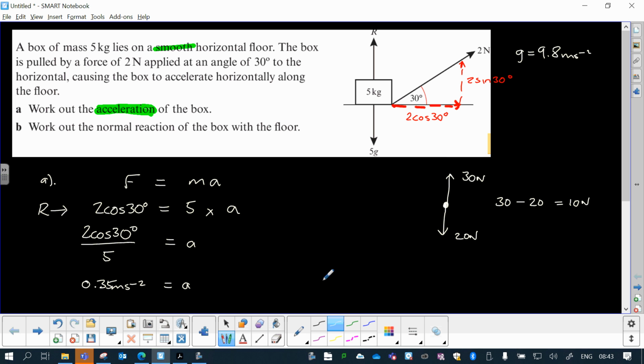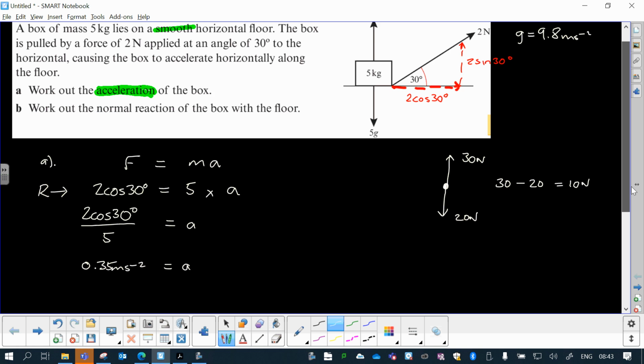If you've got an acceleration of 25, for example, that's a lot. That means it's getting 25 meters per second faster every second. That's a really crazy acceleration. 0.35 seems to be a sensible number.